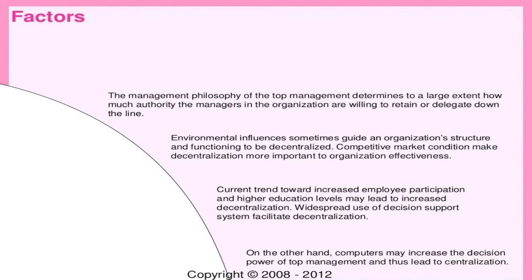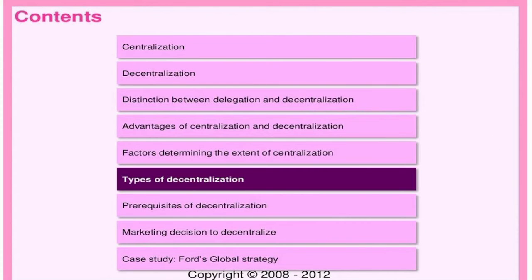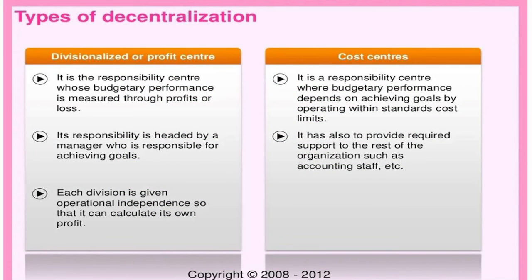Computers may increase the decision making power of top management and thus lead to centralization. In any case, software developed for decision making helps top management to vest the powers with them. Types of decentralization: one is divisional or profit centers, another one is cost centers. A profit center is the responsibility center whose budgetary performance is measured through profit or loss.